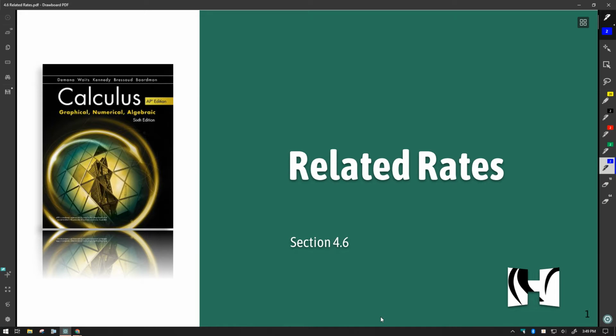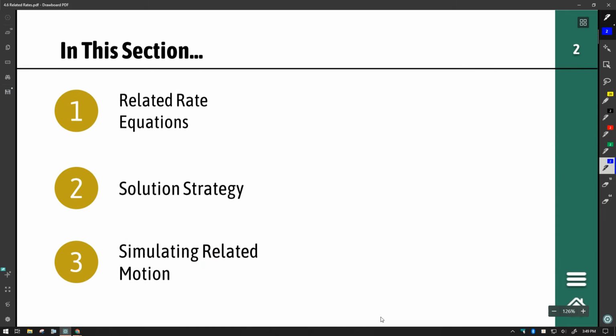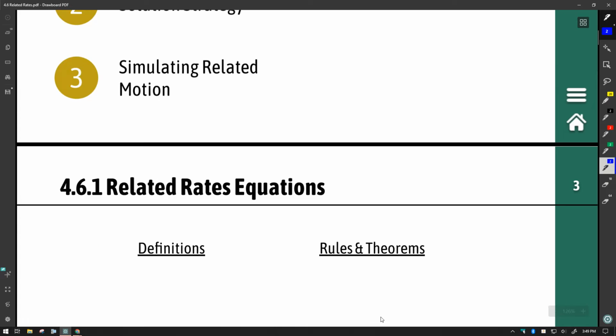This is section 4.6 of calculus. This is on related rates. Here's what we're going to see in this section. We'll start with related rate equations. We'll find a solution strategy, and then later we'll simulate related motion.